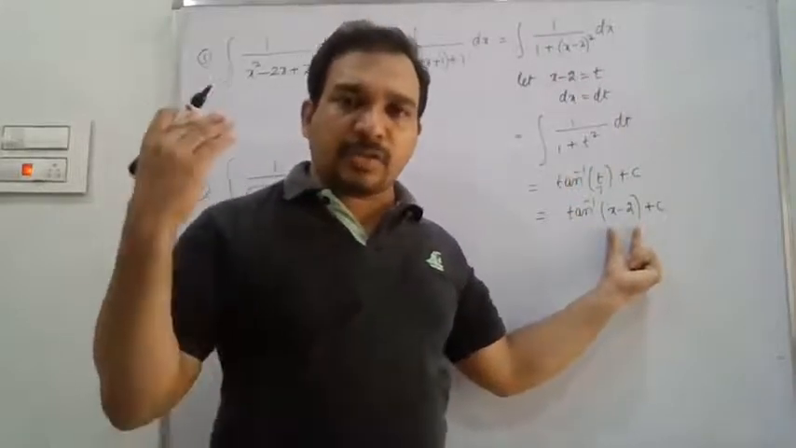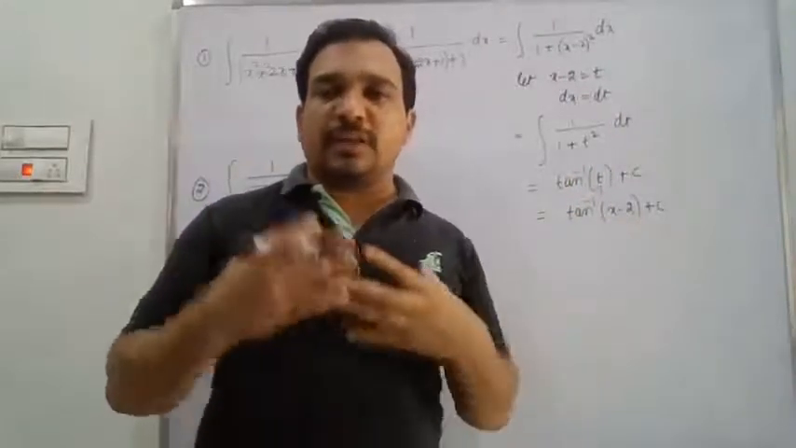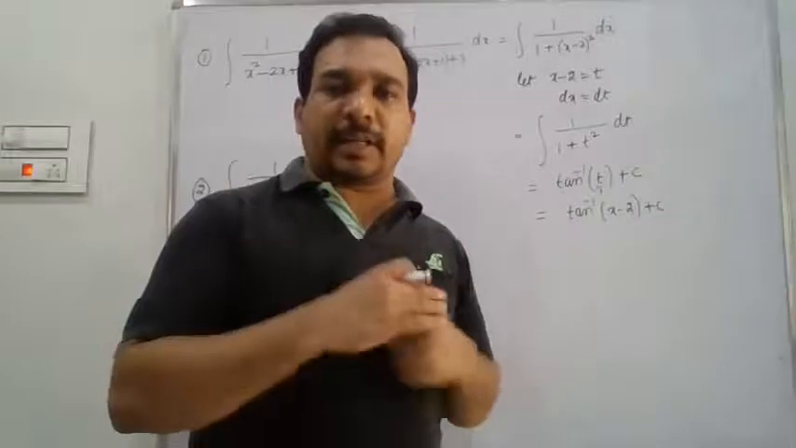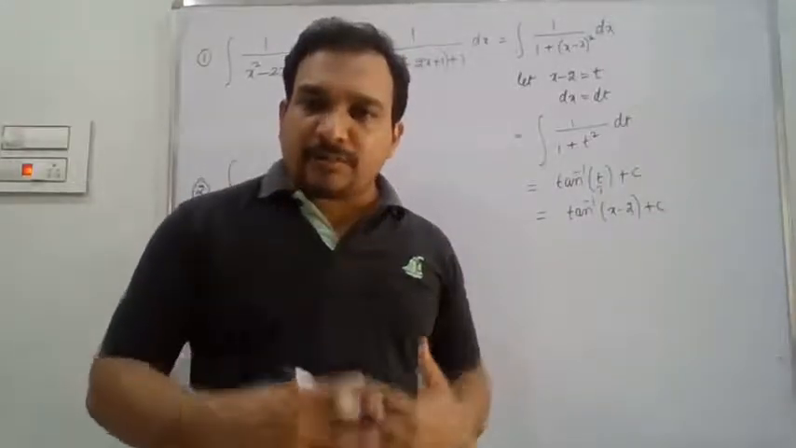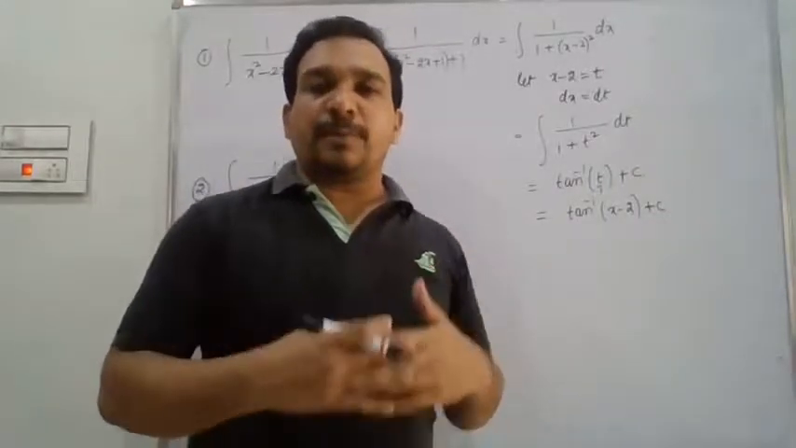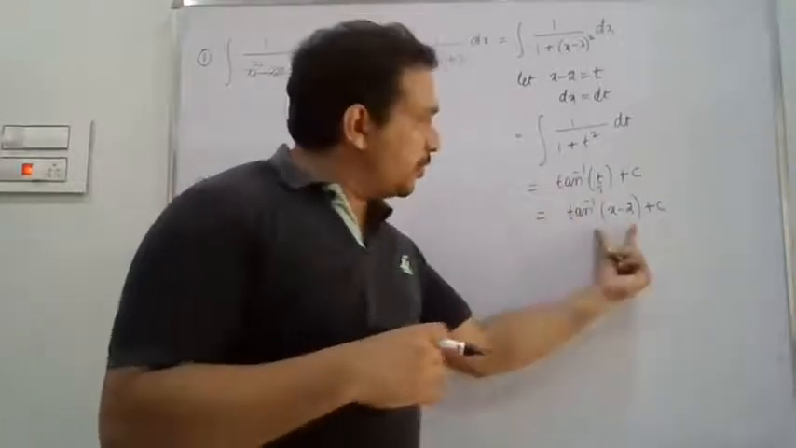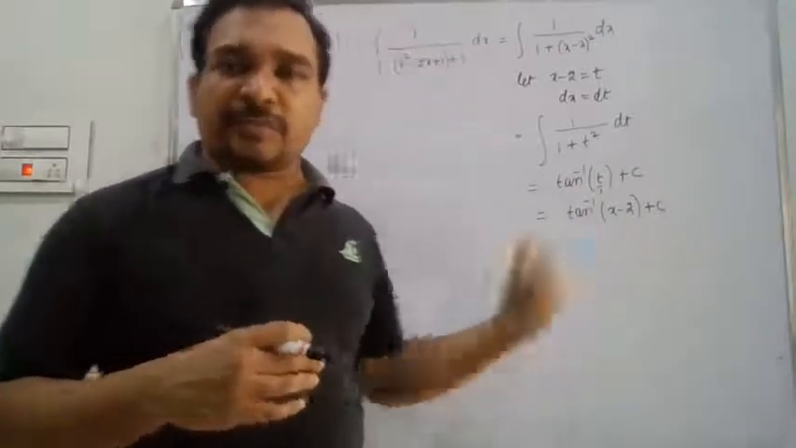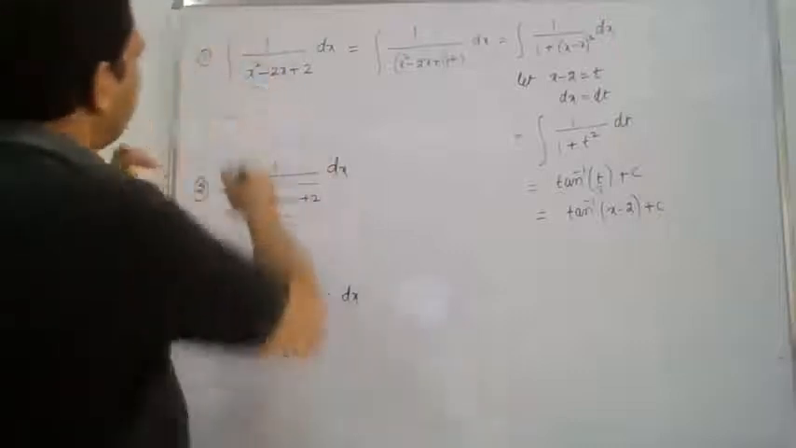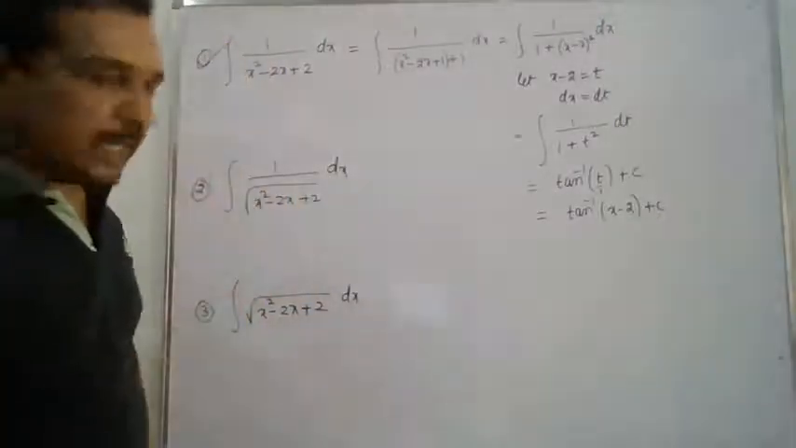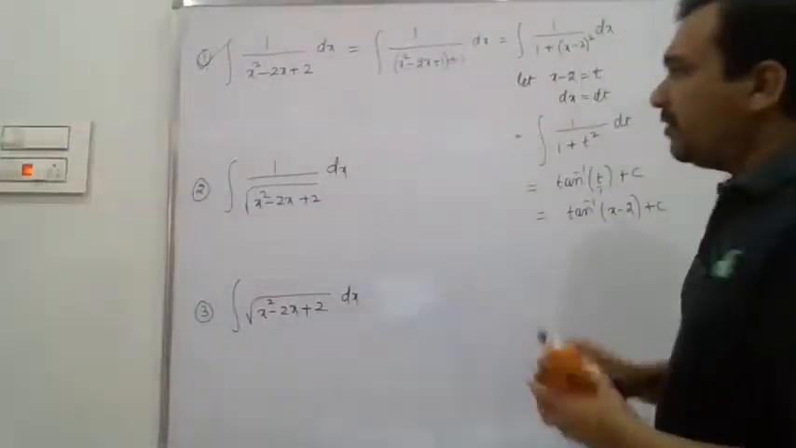In the previous questions also, I took the substitution theta instead of variable x, then I got the answer in terms of theta. But at last I resubstituted x instead of theta. Same way we should do it here. So tan inverse of x minus 2 plus c is the answer for the first one. Then how to solve the second question? Similar way we can write it.